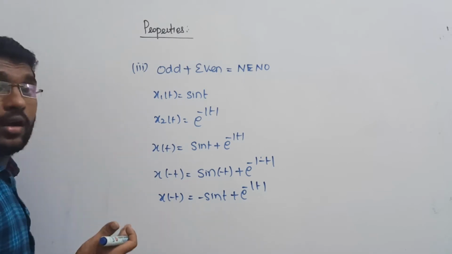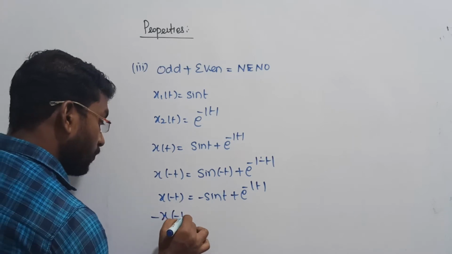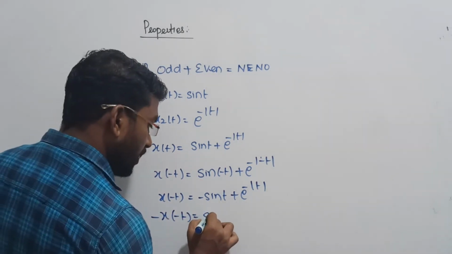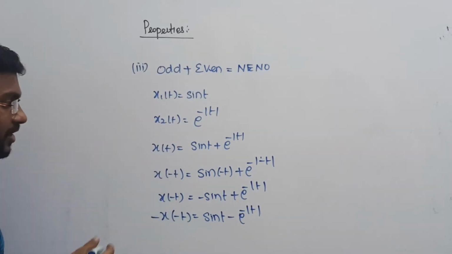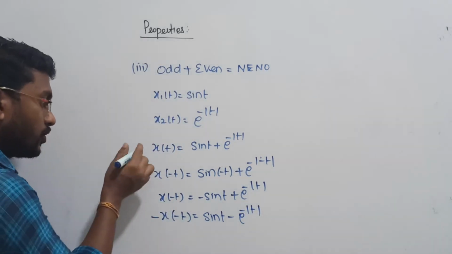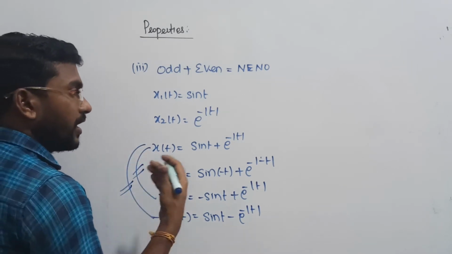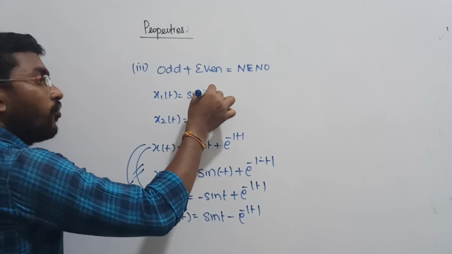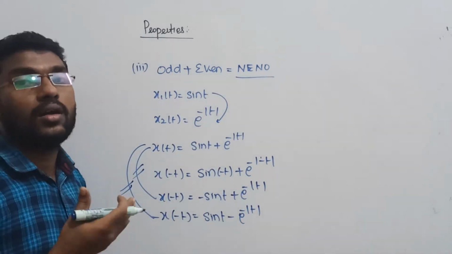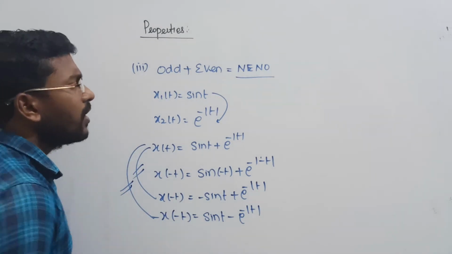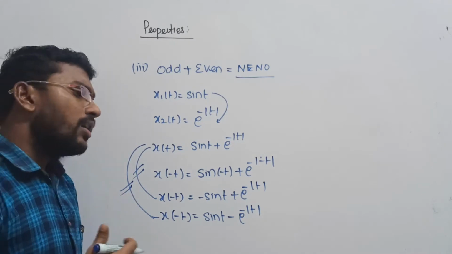Let us check whether it is odd or not. To know that, we have to find minus x of minus t. So that is going to be sin t minus e power minus mod t. Again I am checking x of t and minus x of minus t. This is also not equal. So whenever I am adding an odd function with an even function, in the resultant we are always going to get neither an odd nor an even signal. Clear? I hope now you are getting a clear idea, right? The same combinations apply to subtraction also. So let us proceed further.